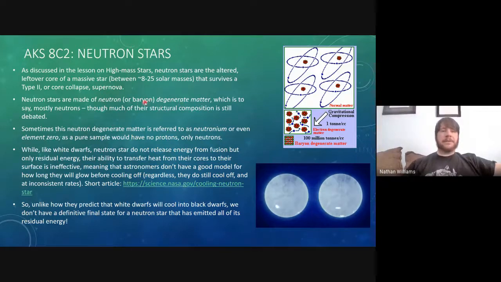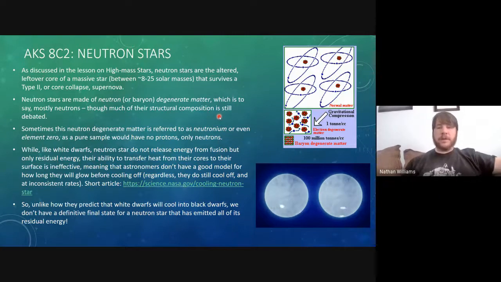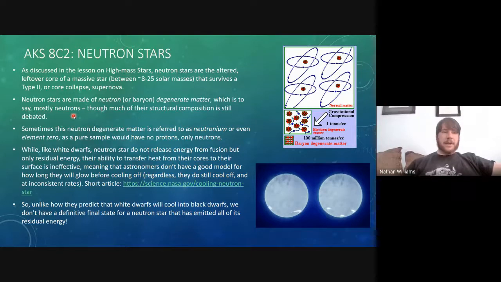You see another term here. Sometimes it's used as baryon degenerate matter. Baryon is just a term used for certain types of particles. Neutrons and protons both belong to that group, so that's why that's brought up here. You can see it in the diagram as well. But anyway, neutron stars are mostly neutrons, not completely, as we'll see. And a lot about what we know about their structural composition is still debated. We're learning more now in recent years than we ever have in previous decades. But obviously, we still don't know everything there is to know about the structure of something so extreme as a neutron star.